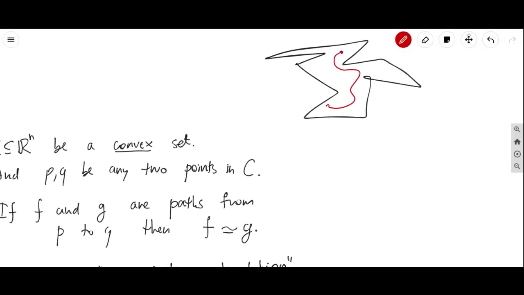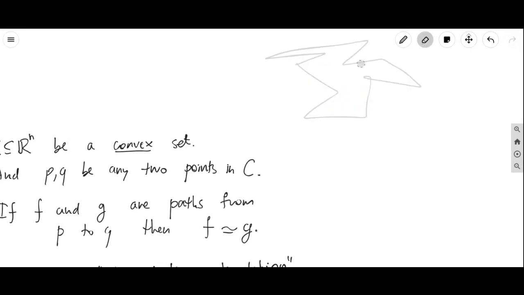And then you have F, this is F, and then you have another path that goes like this. Then it's conceivable that if you pick a point on one path, and you pick a point on the other path, the straight line segment is not part of your space anymore. So the straight line homotopy would not be valid here because you're leaving your space.